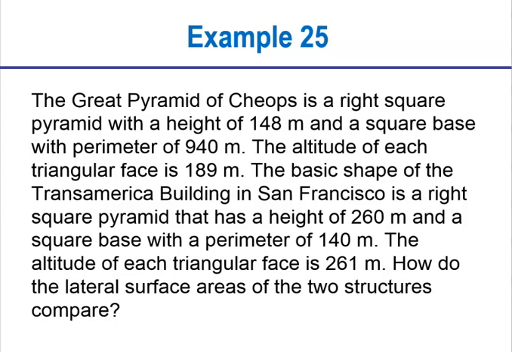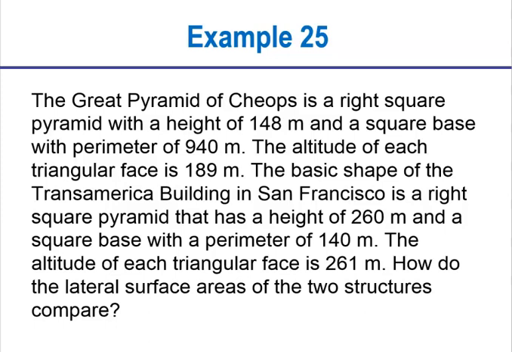The basic shape of the Transamerica building, so we're going somewhere else with this. The basic shape of the Transamerica building in San Francisco is a right square pyramid also that has a height of 260 meters and a square base with a perimeter of 140 meters. The altitude of each triangle face is 261 meters. How do the lateral surface areas of the 2 structures compare?